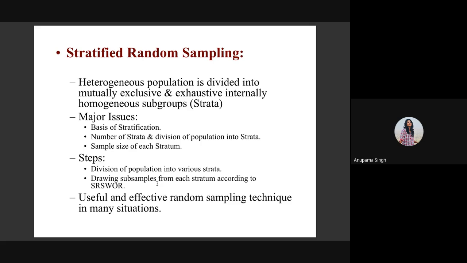But if the researcher didn't know, then maybe the basis of making the strata would have been different, right?